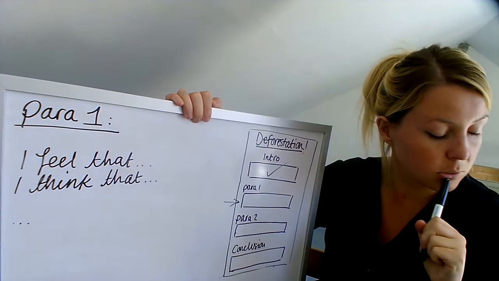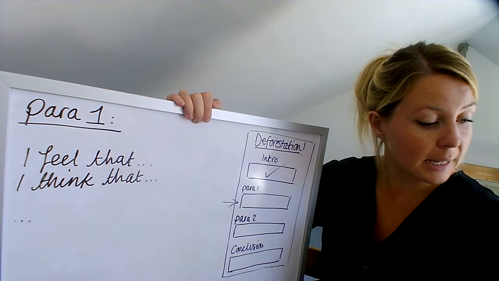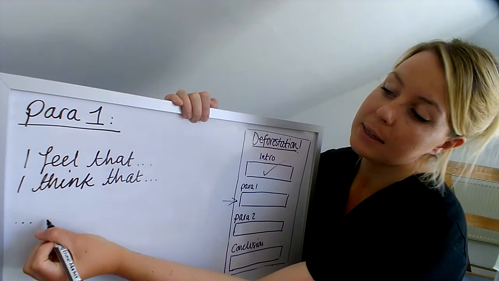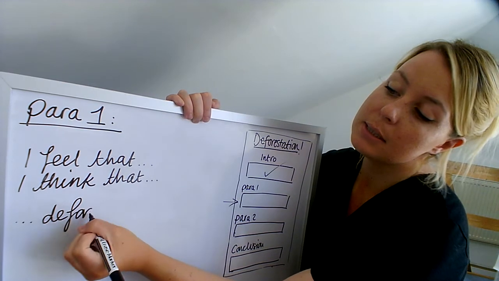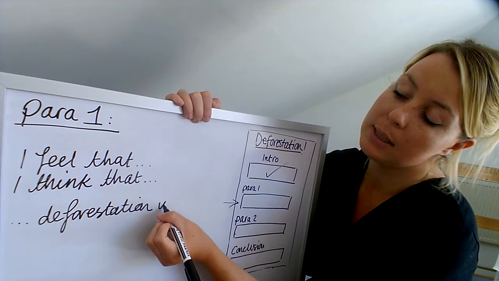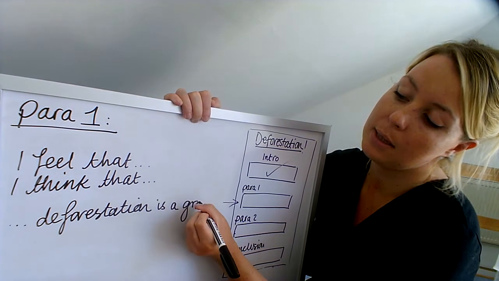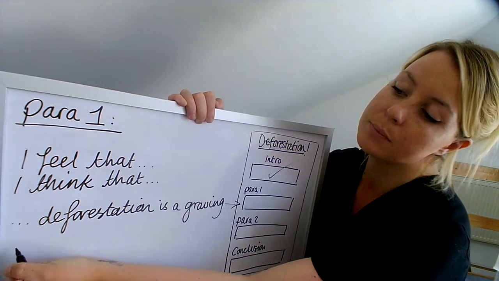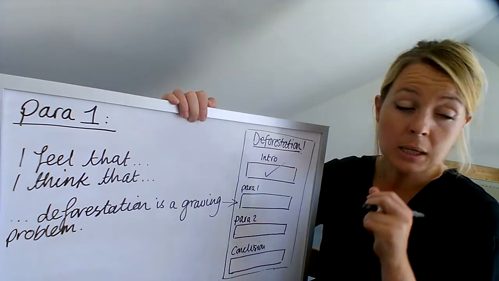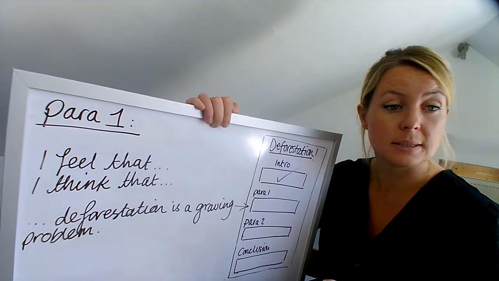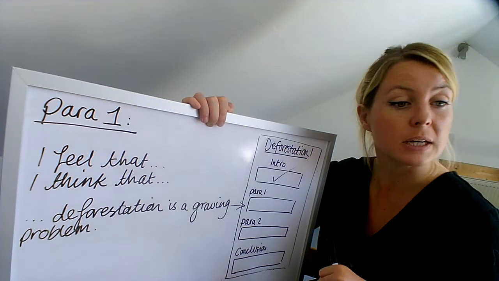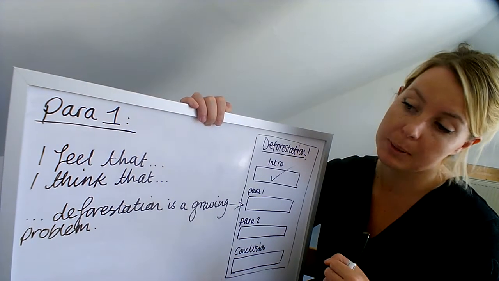What have I put in my notes? So you're going back to your notes from Monday. Let's see what we're going to talk about. Okay, so I feel that deforestation is a growing problem. So that's main clause, nice simple sentence to start with, nice and clear. I've told the reader what I feel. So I feel that deforestation is a growing problem.